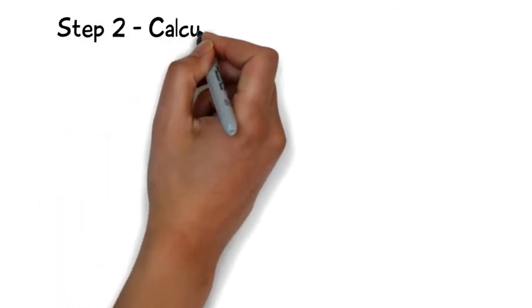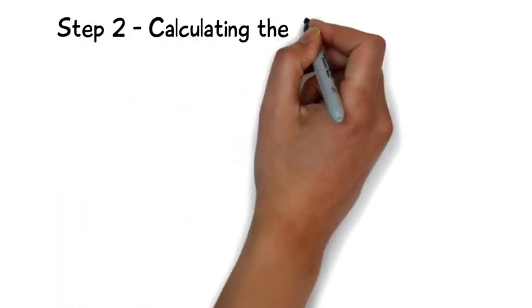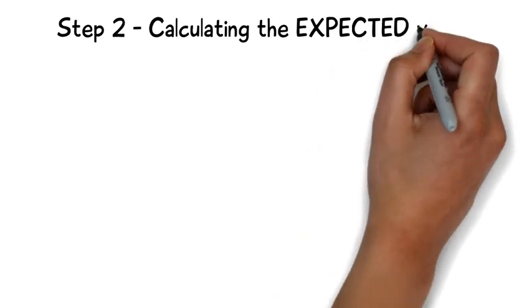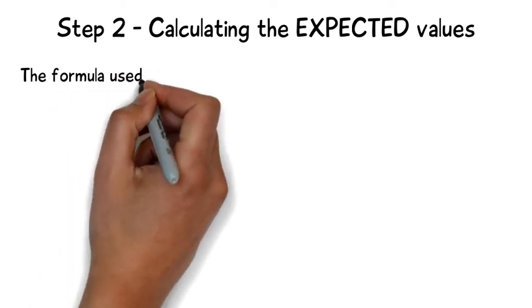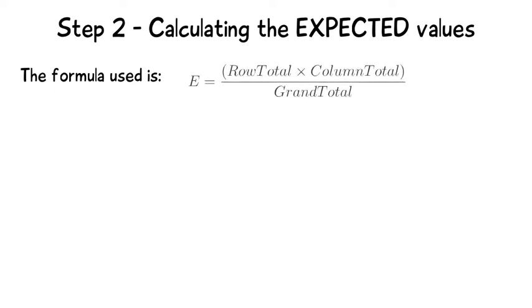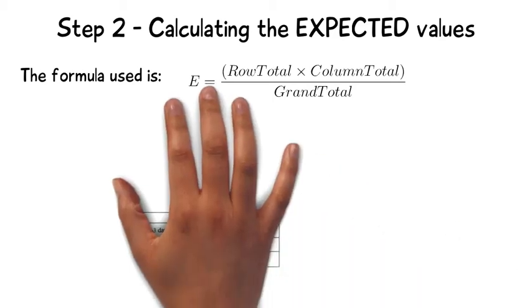So let's have a look at step 2. We've got our contingency table, and now we need to calculate these expected values, those that would have happened by pure chance. And there's a fairly easy formula for this. An expected value is the row total times the column total divided by the grand total. And you have to do that for each cell in the 2 by 2 table.